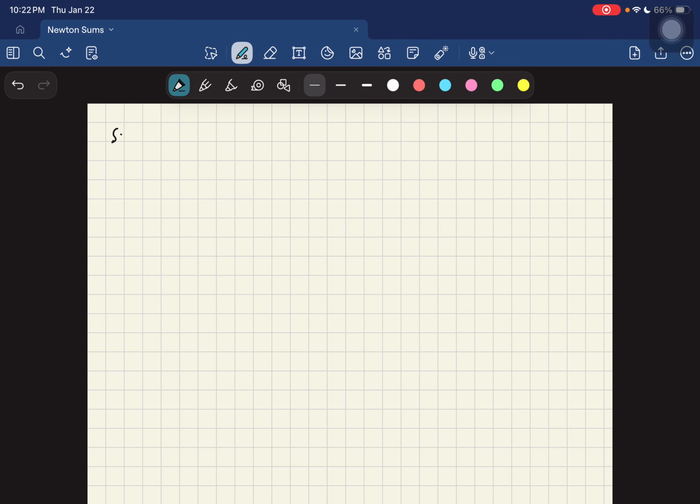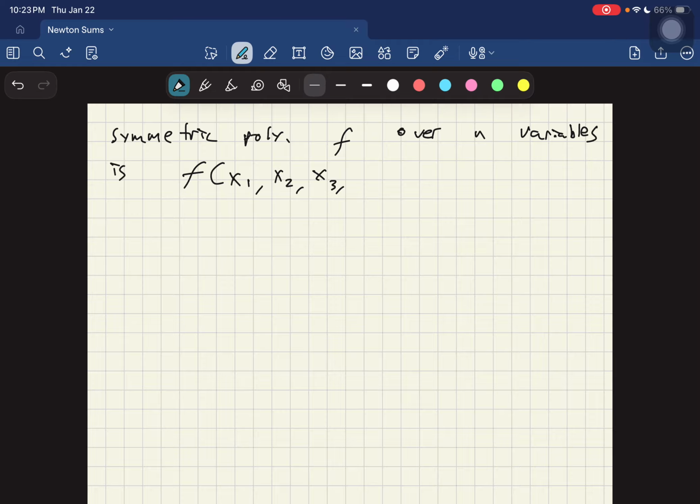So a symmetric polynomial f over n variables. This basically just means it's a polynomial f which has n variables in total, a polynomial f of x1, x2, x3, all the way to xn, such that it is invariant under all the permutations.